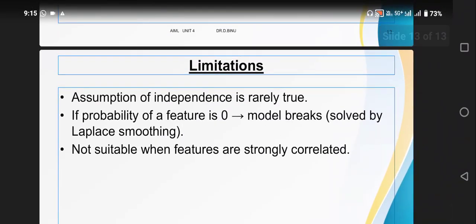Some limitations are also there in naive Bayesian classification. The assumption of independence is rarely true. If the probability of a feature is zero, the model breaks. It is not suitable when features are strongly correlated.